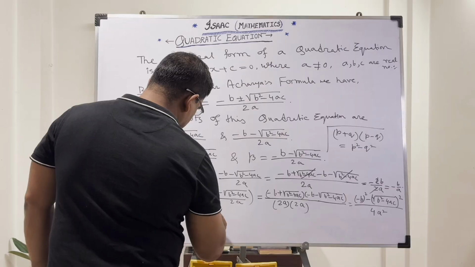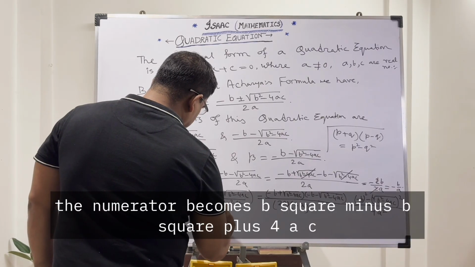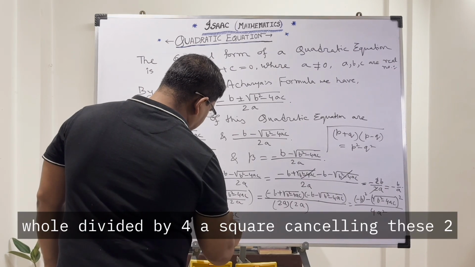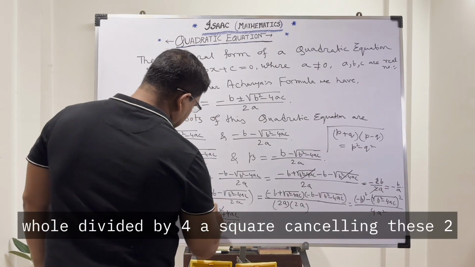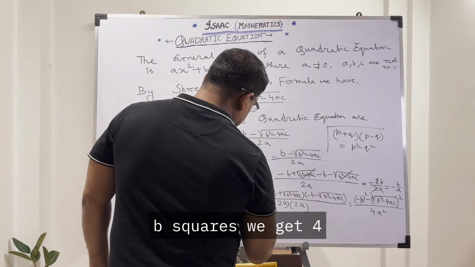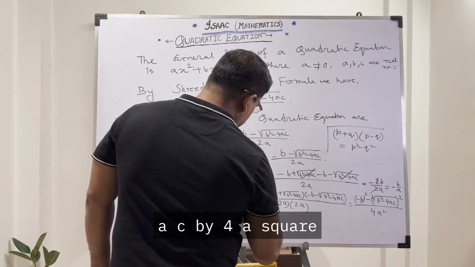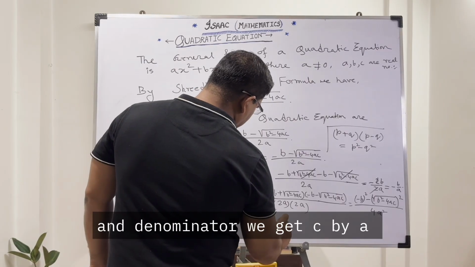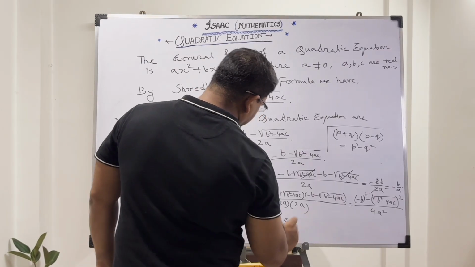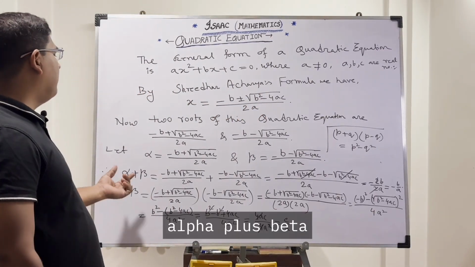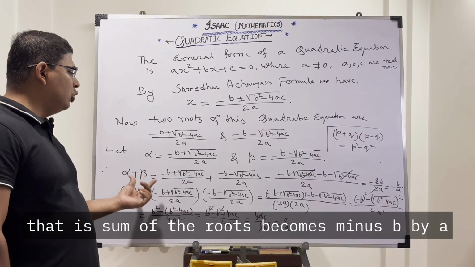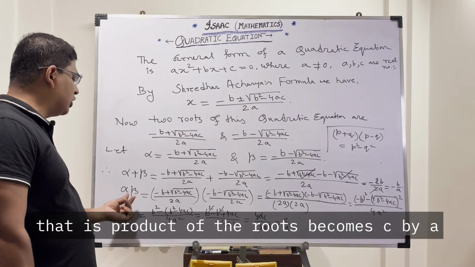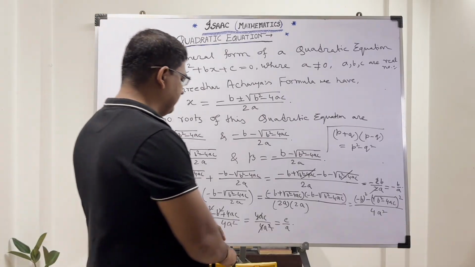So the numerator becomes b square minus b square plus 4ac whole divided by 4a square. Cancelling these two b squares, we get 4ac by 4a square. Cancelling 4a from numerator and denominator, we get c by a. So alpha plus beta, that is the sum of the roots, becomes minus b by a, and alpha into beta, that is the product of the roots, becomes c by a.